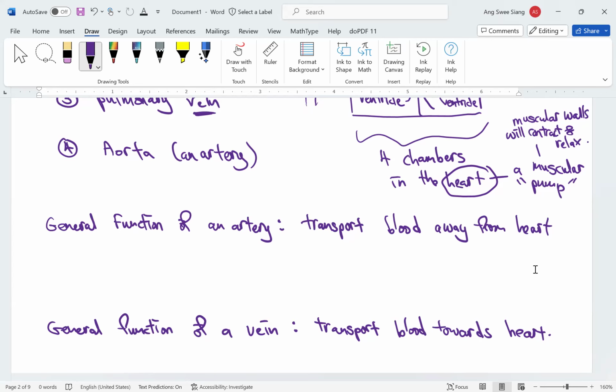Okay, what will be the difference? Now I give you another hint. Oxygen, no. Oxygen, I just mentioned already. Later we'll talk about it. It's more linked to the lungs. Now I give you another hint.